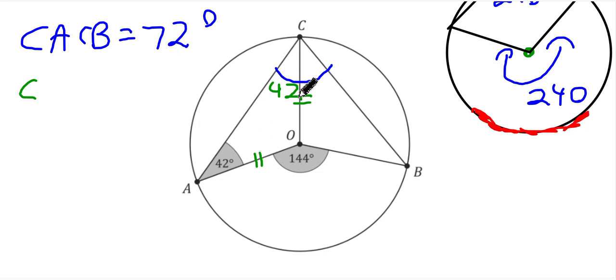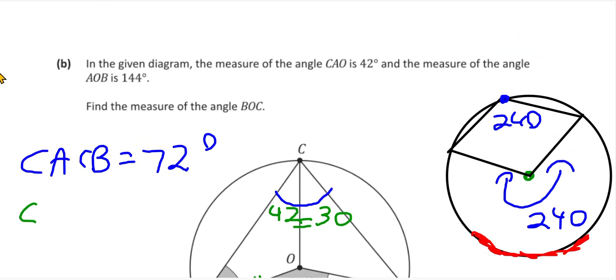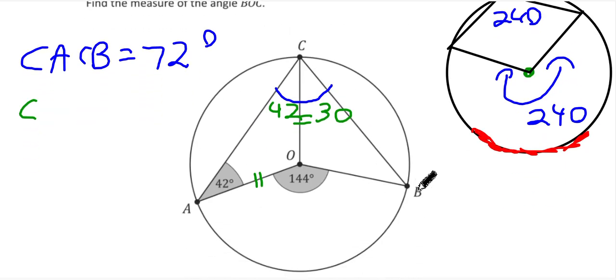And what's 72 take away 42? 30. And what angle does it even want from me? It wants BOC. B to O to? The goal is the red angle. But what's this angle down here? Also 30, because it's another isosceles triangle. And what does that make this angle in here? Okay. Alright. So is everybody happy with 120?